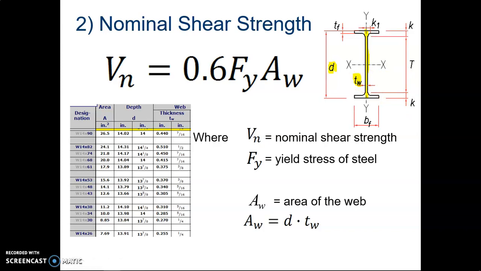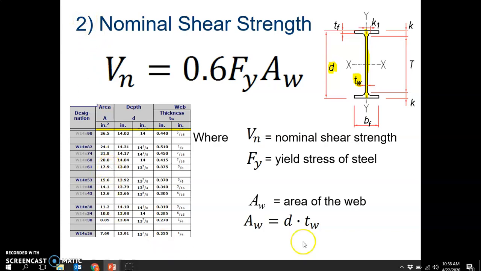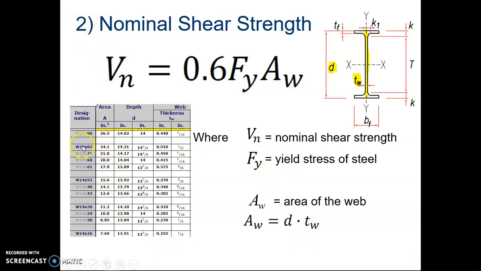So remember, we already figured out which member we're going to be analyzing. We did that in step 1, when we sized the beam. We're in step 2 now. So say we chose a W14x82, for example. If we chose a 14 by 82, the depth is 14.31, that's d, and then the thickness of the web is 0.51. Multiply those together, that's your area of the web.